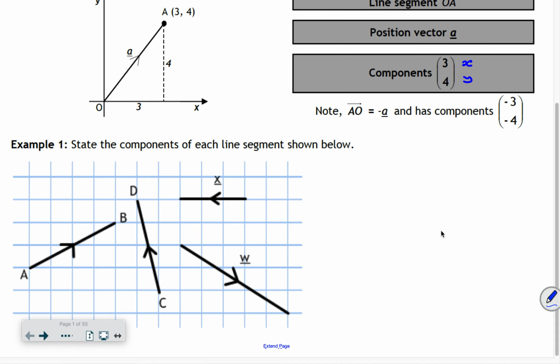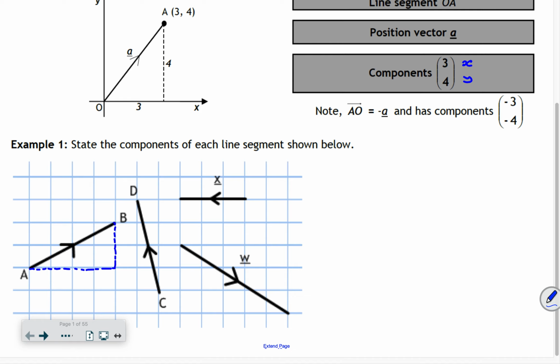So let's take a look at example 1 then. When it says state the components, it just means write it here as a vector. So let's look at the first vector here. We'll call this vector AB. Okay? So this vector here can be made by going along the way and then up the way.